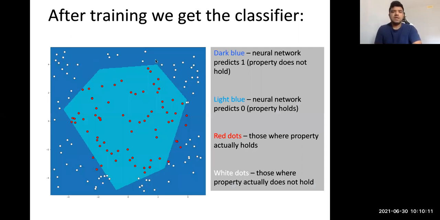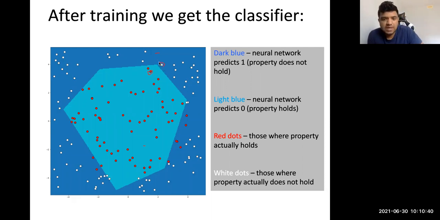So this is what we get after creating the neural network classifier. This would be our decision boundary. The dark blue is where the property does not hold, and light blue is where the property does hold. That's what the neural network believes. And the red points mean the property actually holds when the neural network predicts it holds, and the white points are when it doesn't hold.